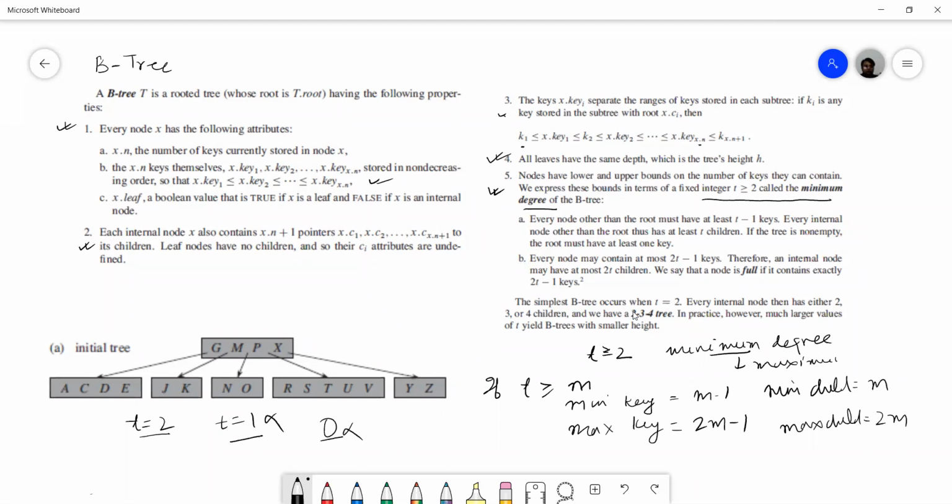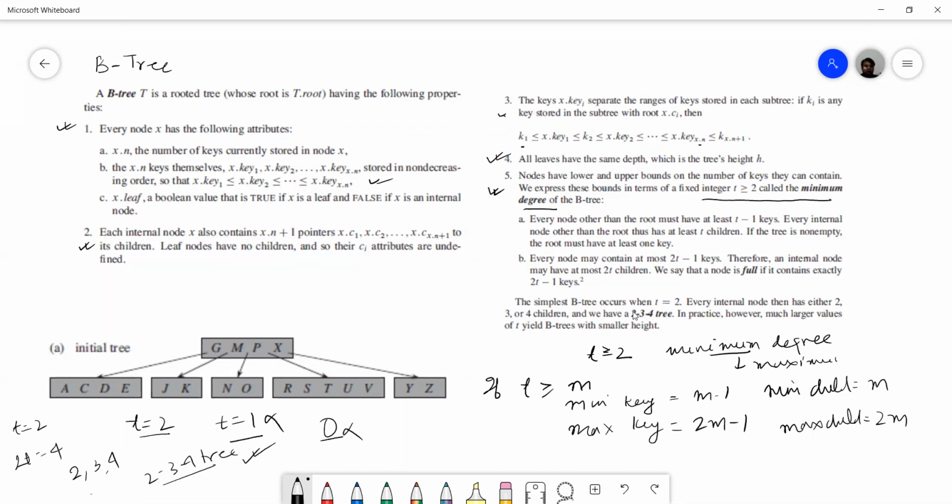Okay. And there is some nomenclature. Like if t is equal to 2, this is the minimum degree. So maximum child is 2t, that is equal to 4. So every internal node will have either 2 children, 3 children, or 4 children. So it is also called a 2, 3, 4 tree. This is just a nomenclature. We'll discuss it in detail when we solve the numericals. So I hope B tree is clear now.